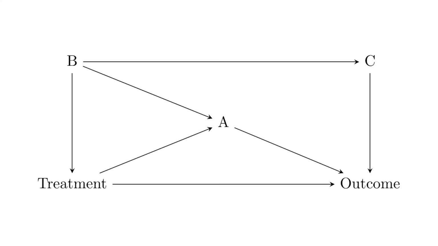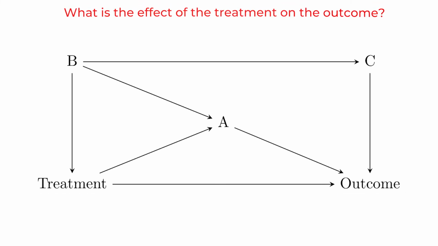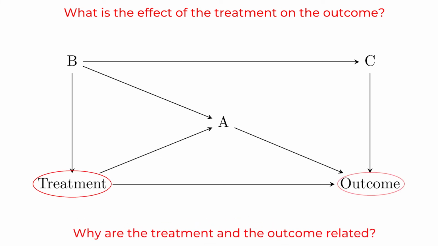So let's take a look at this very basic diagram, very generic. We have a treatment, we have an outcome, we've got some other stuff on there. One thing you might ask yourself is, if I'm interested in the causal effect, what's the effect of the treatment on the outcome? That might be a typical question that we would ask of a causal diagram like this. And the thing that you want to say is, well, why are the treatment and the outcome related to each other? Well, one reason is that we have an arrow from treatment to outcome. Simple as that. The treatment causes the outcome. But that's not the only reason why those two things are related. We know that that's not the only thing.